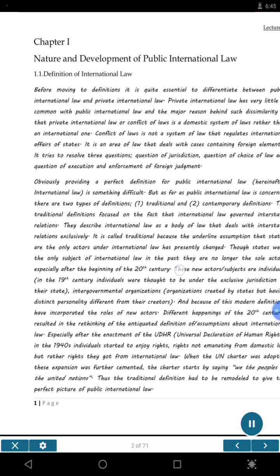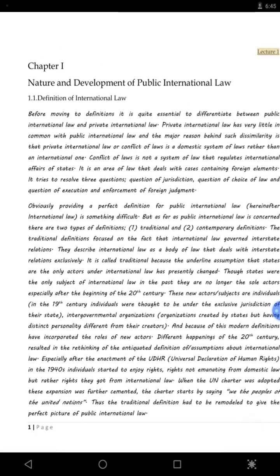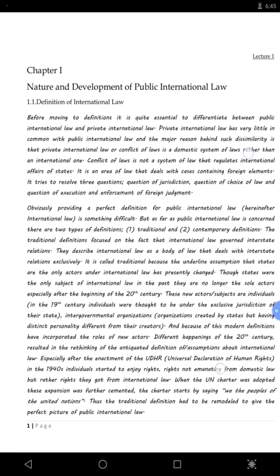International Law Part 1. Lecture 1. Chapter 1. Nature and Development of Public International Law. 1.1. Definition of International Law.